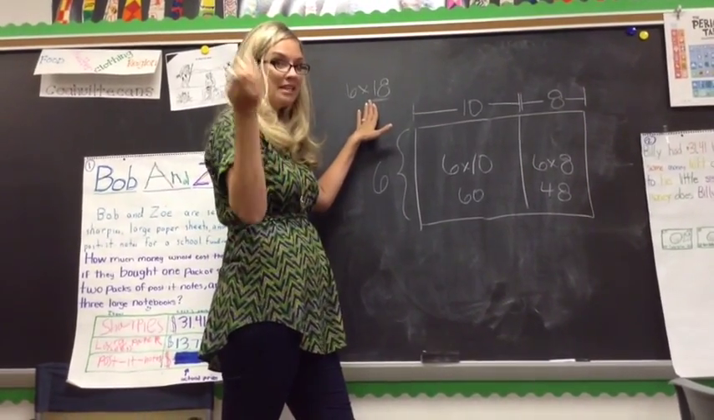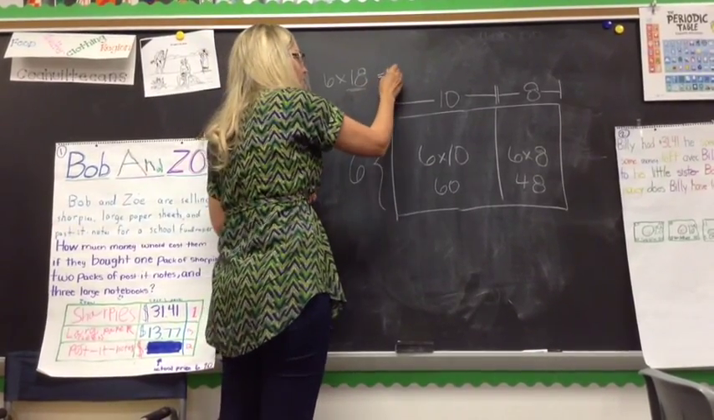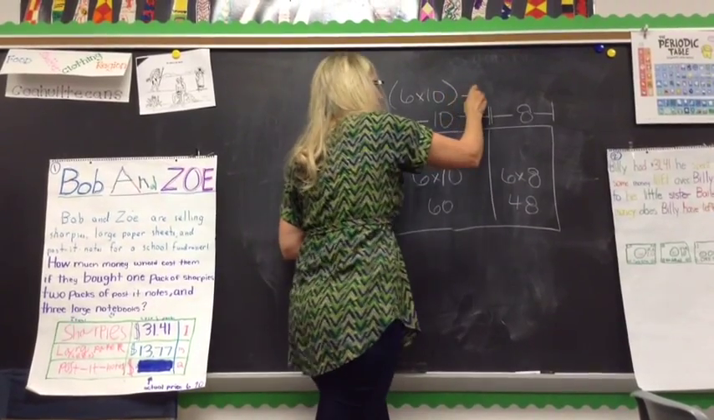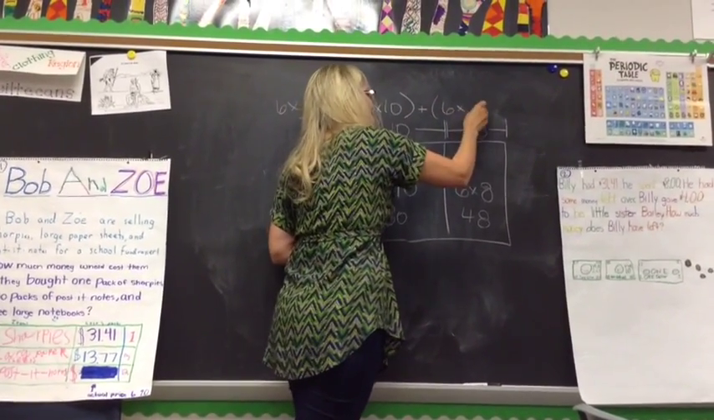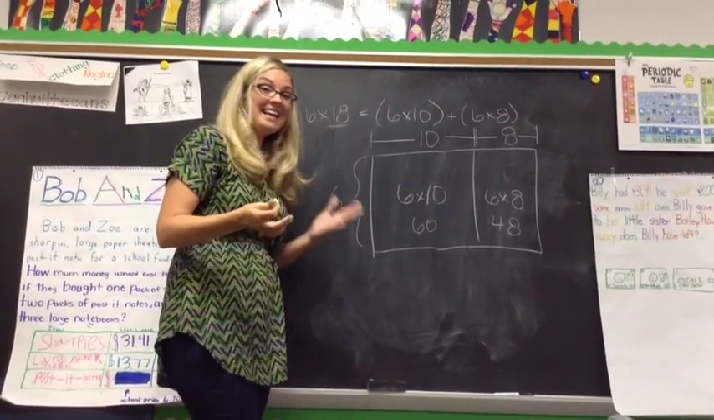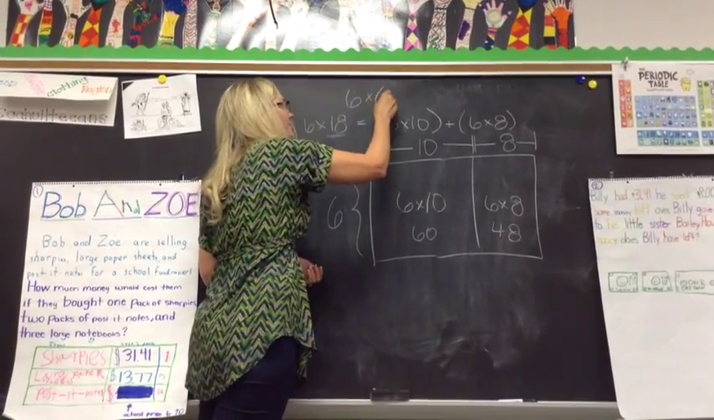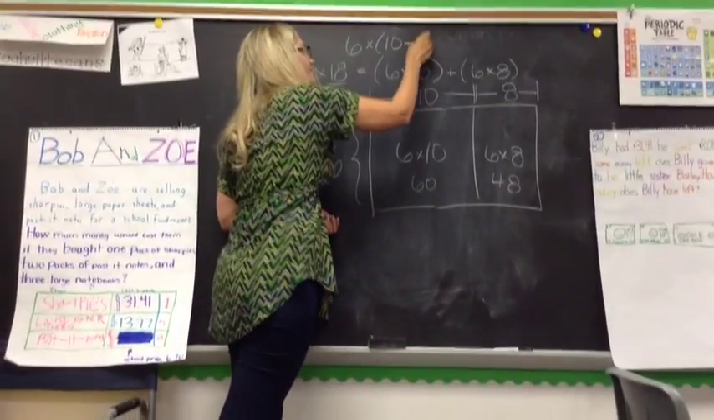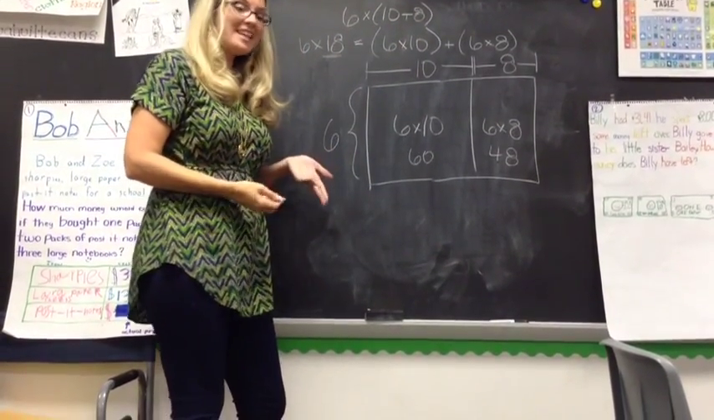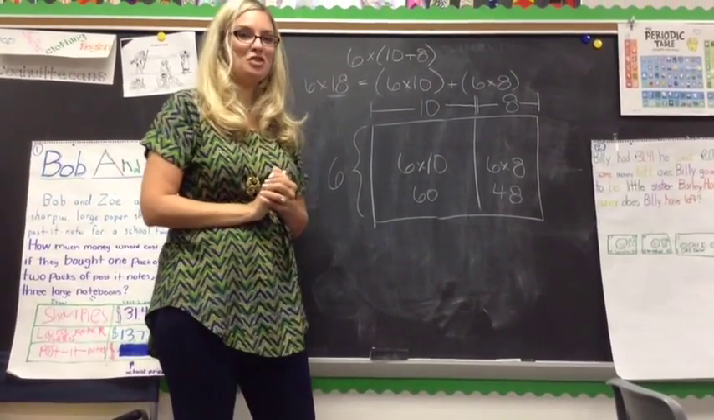and much easier for me to do mentally. So, 6 times 18 actually equals 6 times 10 plus 6 times 8. Or I can even write it like this: 6 times (10 plus 8). It's all equivalent. It's all the same thing. I'm just breaking down one of the numbers. And that is the beauty of the distributive property.